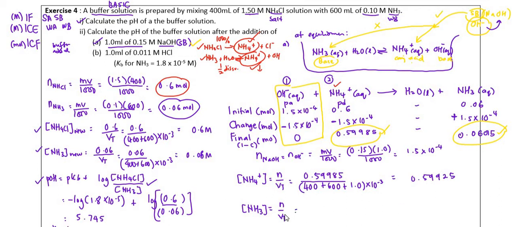Okay, how about NH3? Mol dia adalah 0.06015 over volume total. Bermaksud volume buffer 400, okay, tambah 600 tambah dengan volume added base tadi, 1.0. Ditukar menjadi liter, and you get 0.06009. This is concentration. The question asks you to calculate the pH.